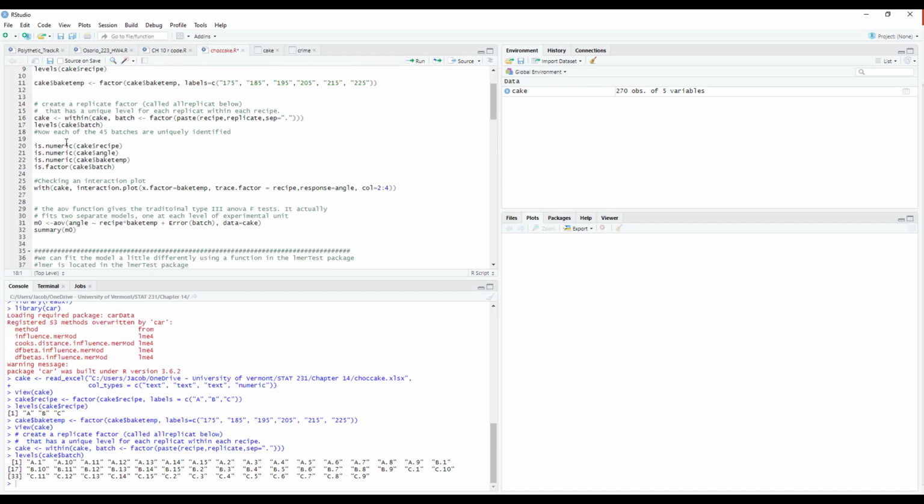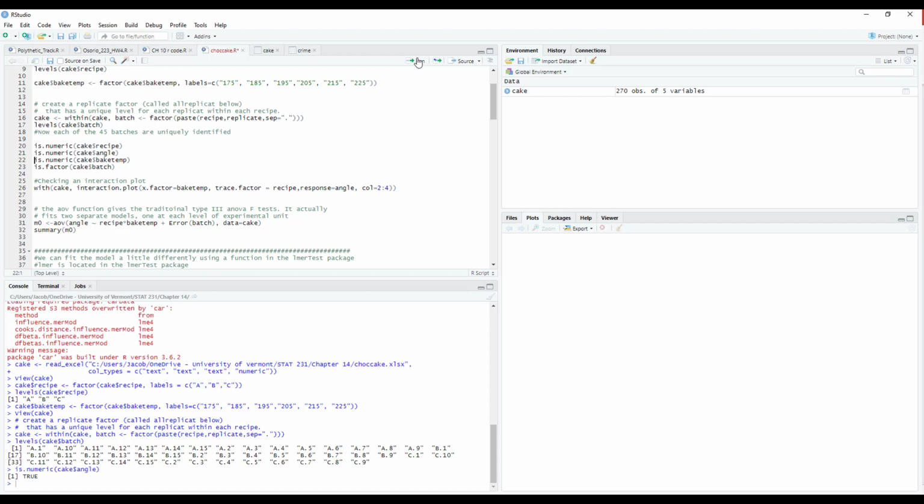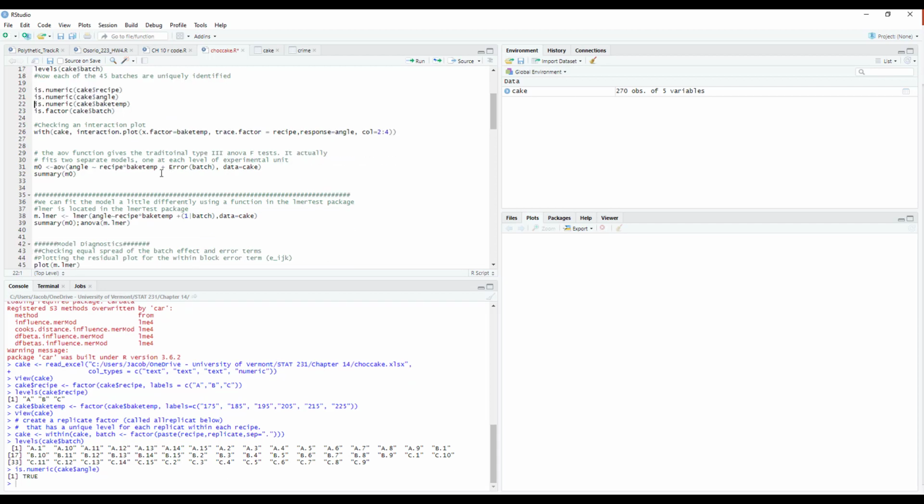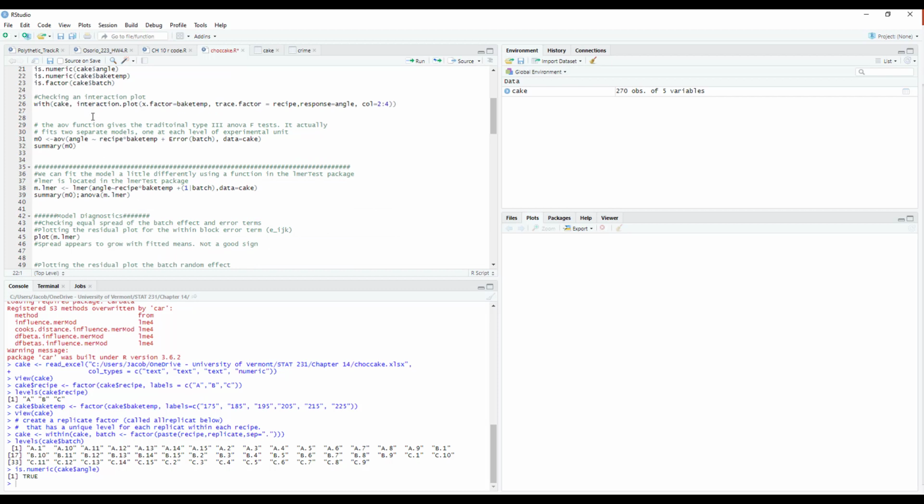You can go through here and double check that all of your variables are what they should be. We want everything in here to be a factor other than the angle. And if we check, angle is numeric, everything else is a factor. And it's always a good idea to start off when you have 2 different factors to create an interaction plot. It gives you a visual representation of kind of what you can expect going into the analysis of the experiment.